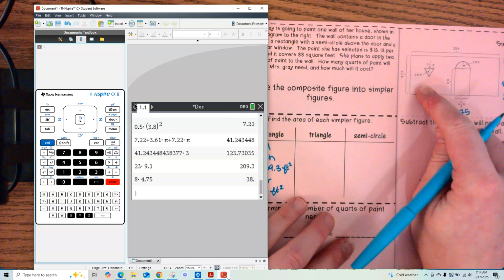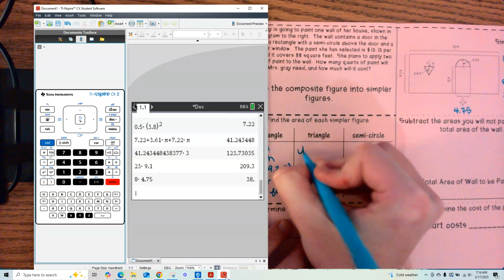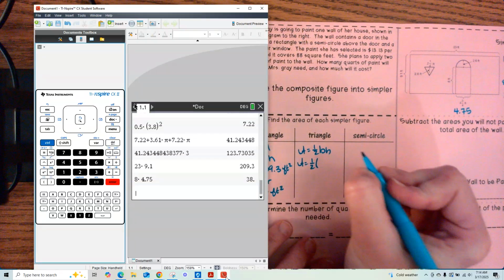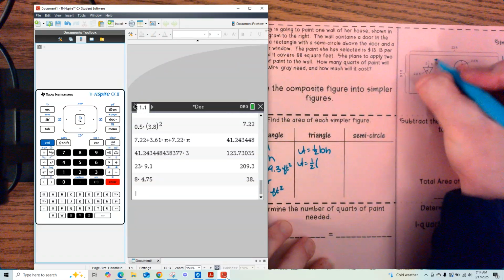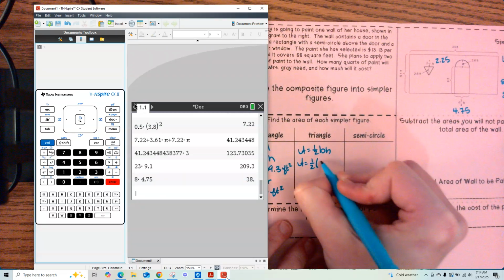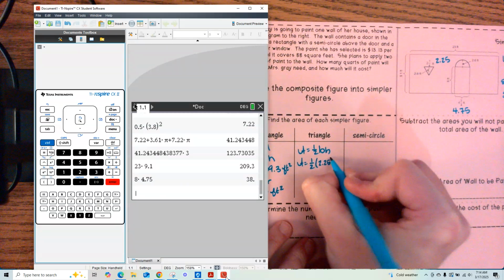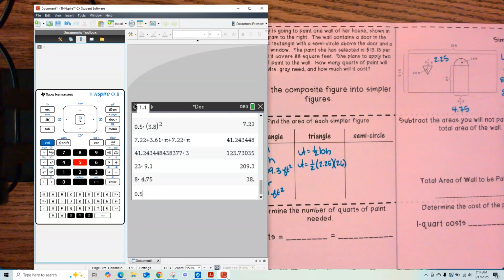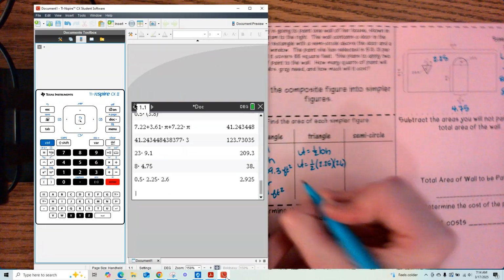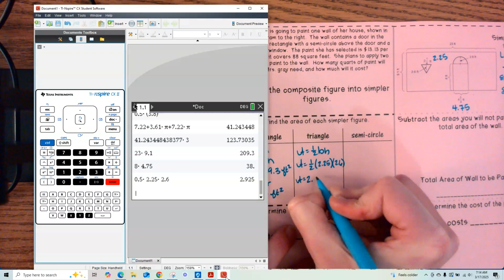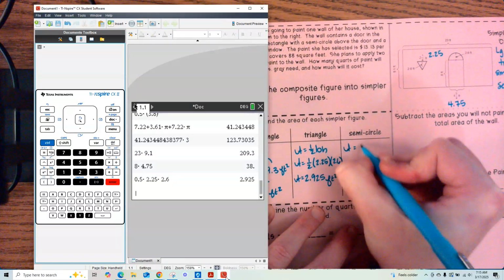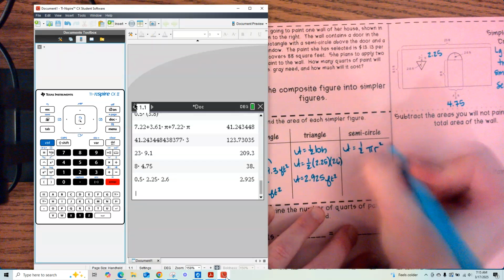All right, the triangle, that's going to be that little window there. A triangle is 1/2 base times height. The base of the triangle is 2 1/4, which is 2.25, times the height of 2.6. And so that little window is going to be 2.925 feet squared.